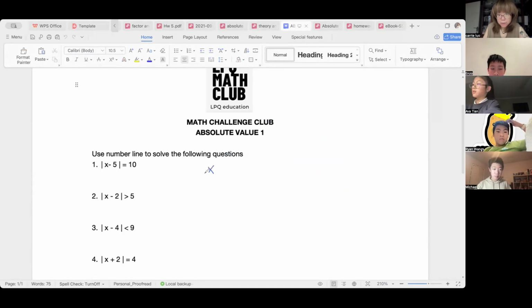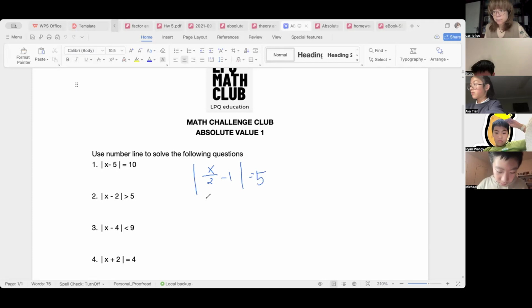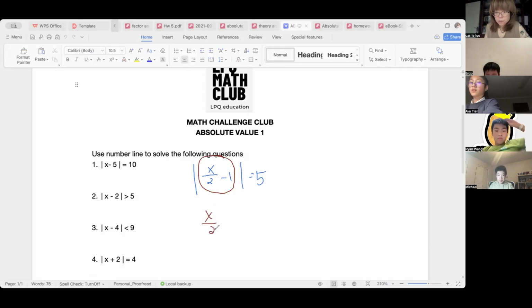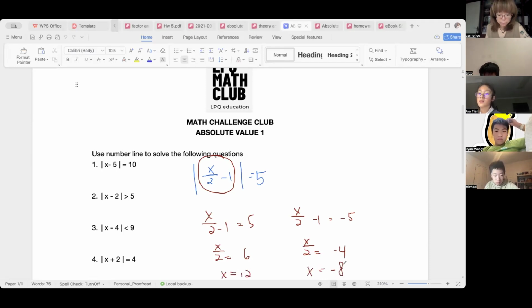So now I'm going to give you something even harder. The absolute value of x over 2 minus 1 equals 5. Okay, everybody, let's take a look at this one. So Ryan, the whole entire thing equals 5, or negative 5. So just copy it down: x over 2 minus 1 equals 5 or x over 2 minus 1 equals negative 5. Understood? Okay, so x over 2 equals what? x over 2 equals 6 or x over 2 equals negative 4. So x equals 12 or x equals negative 8.